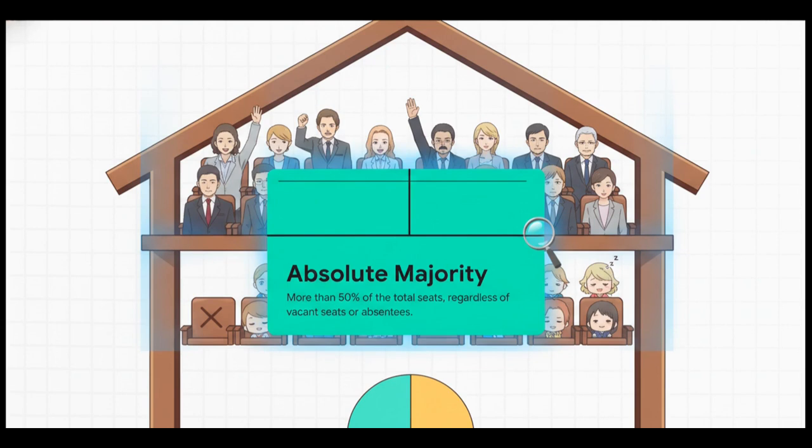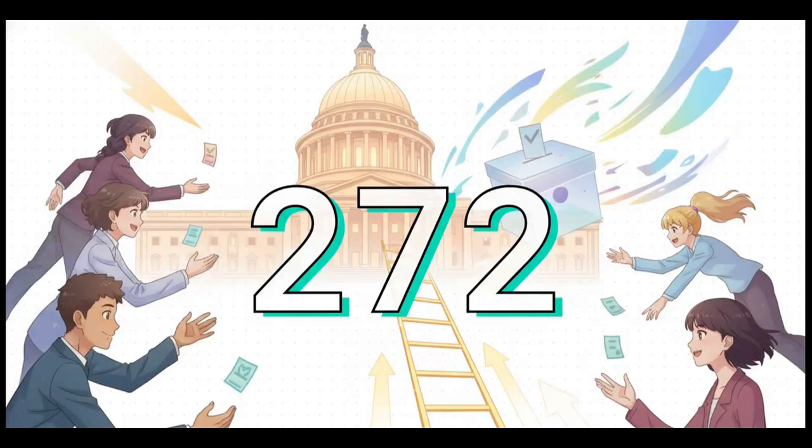Now, let's flip the script and look at an absolute majority. This one requires more than 50% of the total seats, regardless of who is absent or even if seats are completely vacant. It literally does not care if half the politicians stayed home sick. It is the immovable, hard-coded halfway point of the entire structural House size. For that exact same 543-seat House we just talked about, the absolute majority is 272. Period.